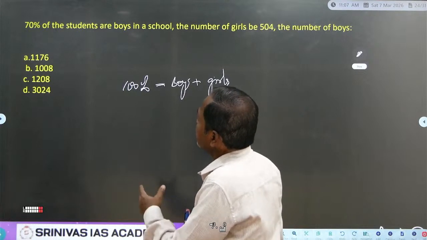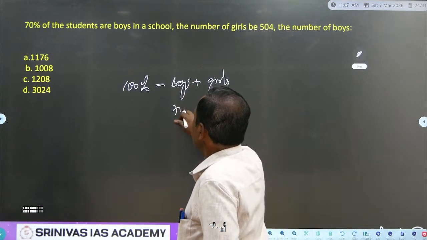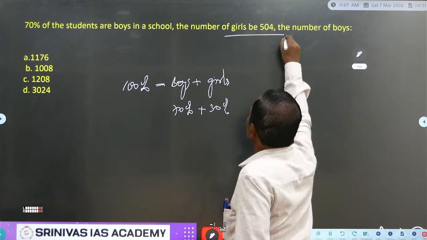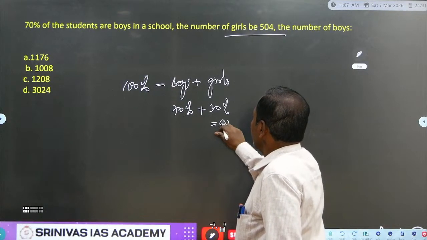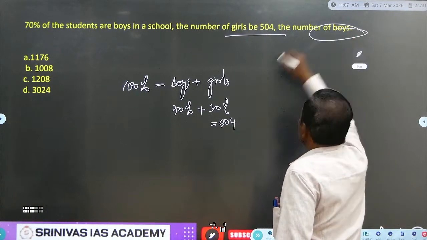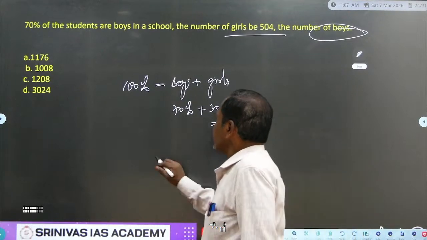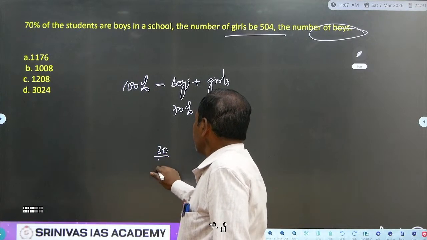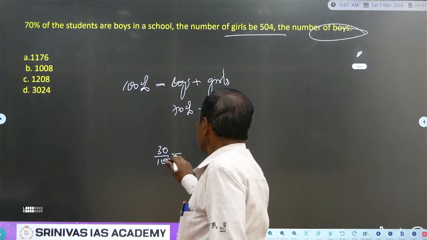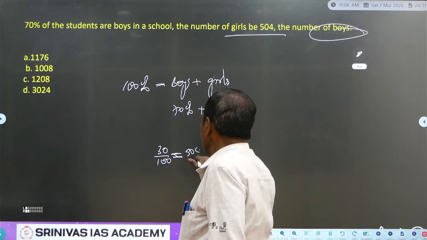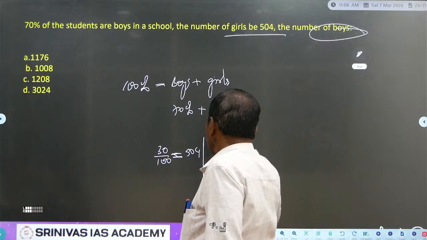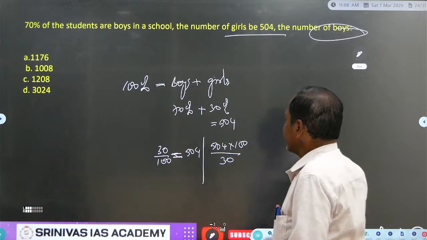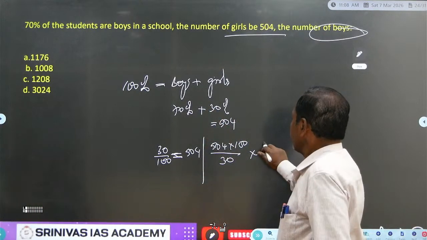Right. What is the 70% of students are boys? The boys is 70%. Girls is 30%. Is that understood? And girls be 504. This is equals to 504. What is the number of boys? Okay, now we can see that girls is 30% equals 504. Now 504 into 100 by 30, you will get total students, into what is the boys, 70%.